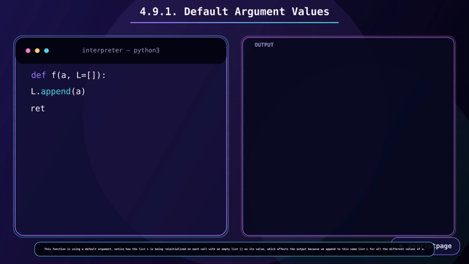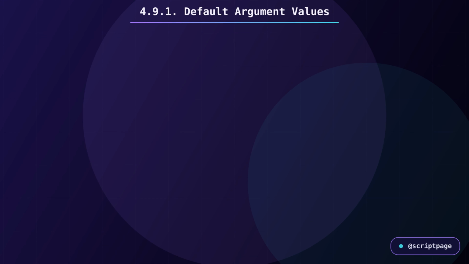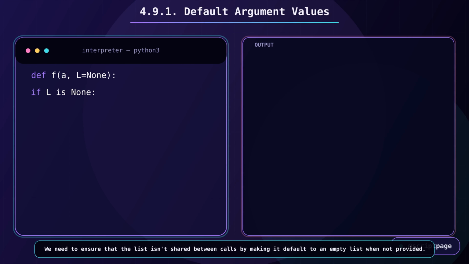This function is using a default argument. Notice how the list L is being reinitialized on each call with an empty list as its value, which affects the output because we append to this same list L for all the different values of A. We need to ensure that the list isn't shared between calls by making it default to an empty list when not provided.